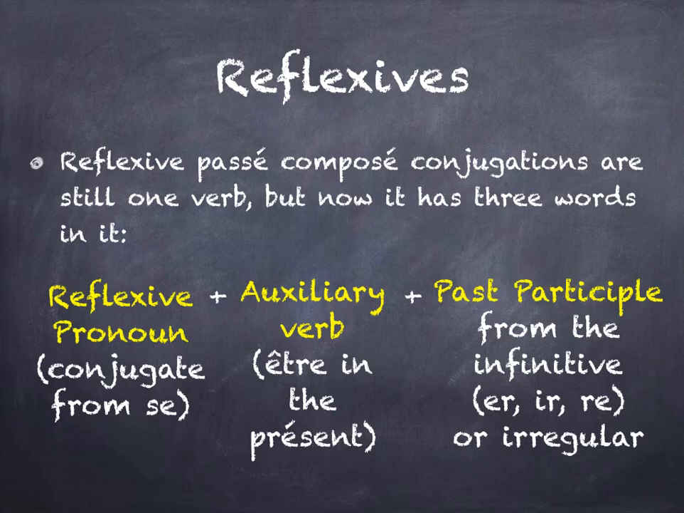So je became me, tu became te, il, elle, and on stayed as se, nous becomes nous, vous becomes vous, and ils and elles become se. The reflexive pronoun sits at the beginning of our passé composé. Even though it's a pronoun, it gets considered to be part of the verb because we have to have a reflexive pronoun in a reflexive sentence.